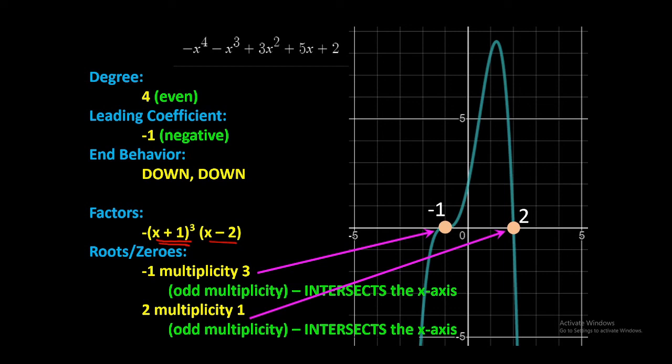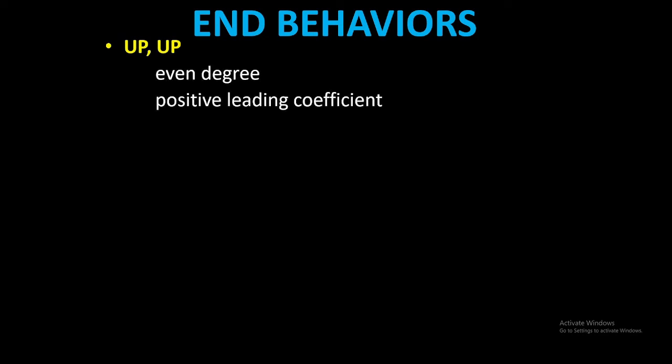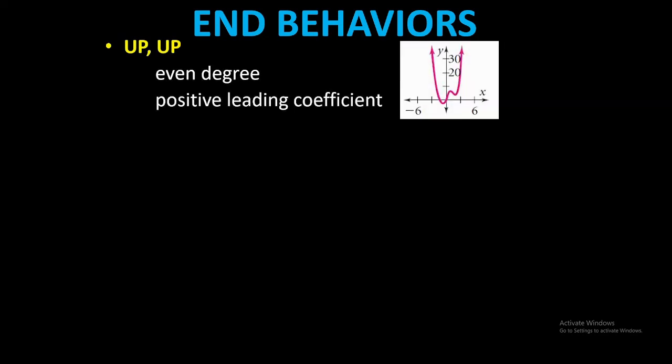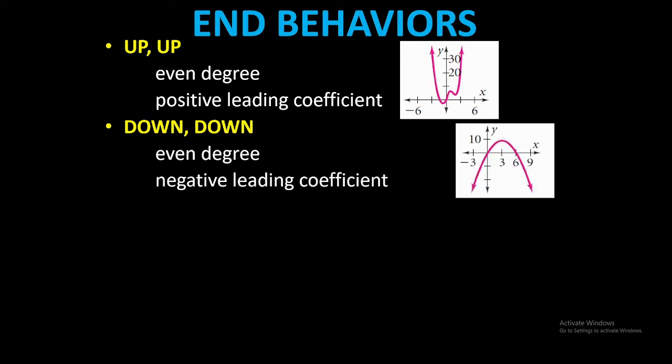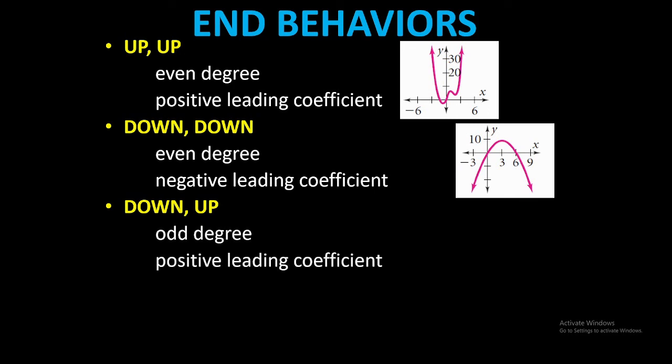Are the 4 examples clear? Let's summarize everything now. So the end behaviors, these are the different end behaviors. Up, up, even degree, positive leading coefficient. This is an example. The second one is down, down. You tell me the degree and the leading coefficient, please. Even degree and negative leading coefficient. Correct. And this is an example. What about this one? Down, up. Odd degree, positive leading coefficient. I agree with that. There you go.